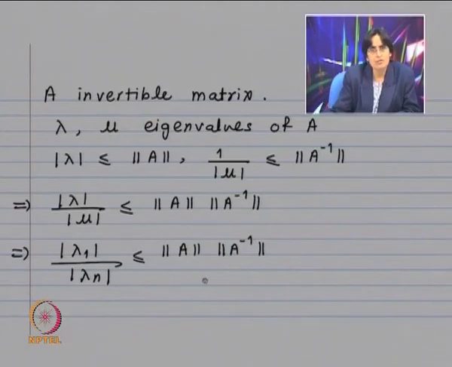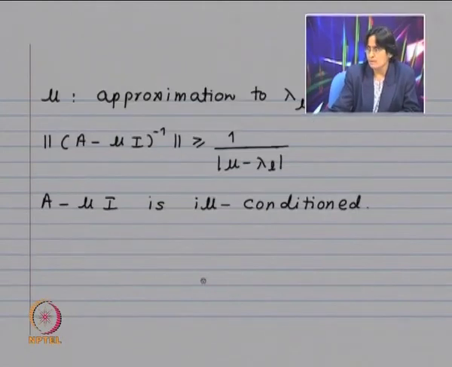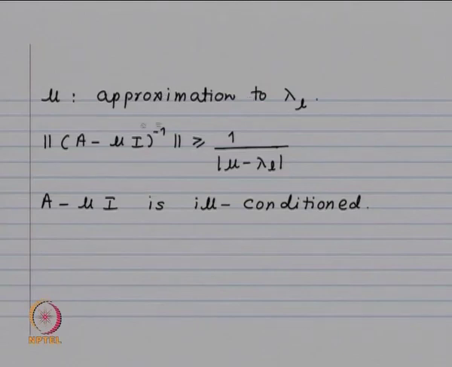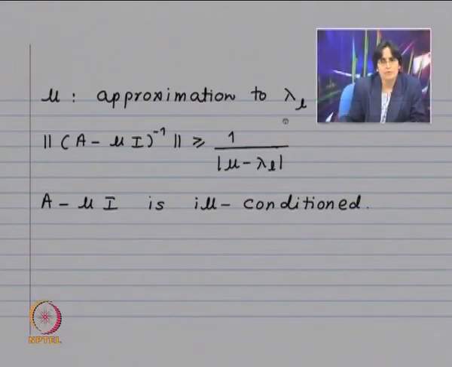So, let us go back to our (A minus mu I) inverse. Mu is an approximation to lambda_L. So, norm of (A minus mu I) inverse is going to be bigger than or equal to 1 upon modulus of mu minus lambda_L. If mu is a good approximation to lambda, good approximation will mean that the denominator is small. That means 1 upon mod of mu minus lambda_L will be big, and then your matrix A minus mu I is going to be ill conditioned.